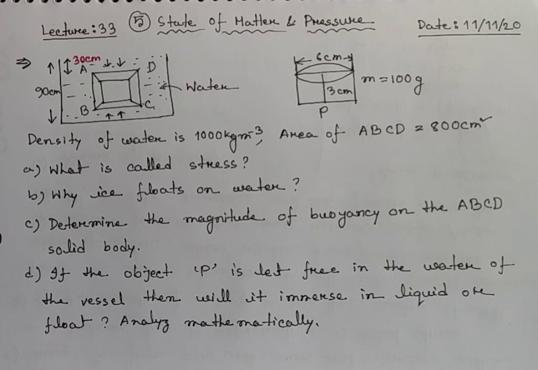According to this diagram, our questions are: first, what is called stress; second, why ice floats on water; third, determine the magnitude of buoyancy on the ABCD solid body, that is, what will be the upward force on the solid body ABCD; and finally, if the object P is let free in the water of the vessel, will it immerse in liquid or float? Analyze mathematically. We have to solve these questions according to our syllabus. First one is what is called stress.